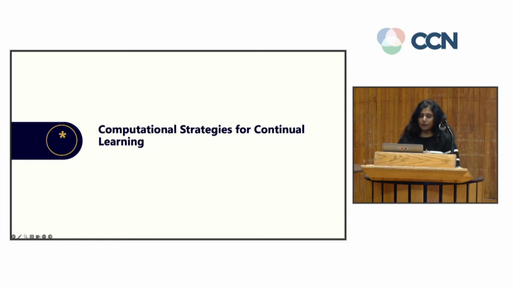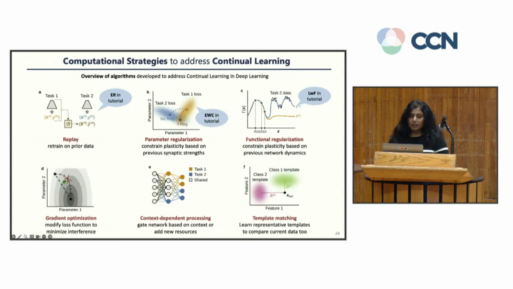So let's look at a few of the computational strategies that we use for continual learning. This is from the book chapter Guido, Nick, and I have written earlier this summer. If you think of grouping these continual learning methods, you can group them into 6 subsets. One is replaying, where your current training data is complemented with some form of replay data that is representative of the past samples.